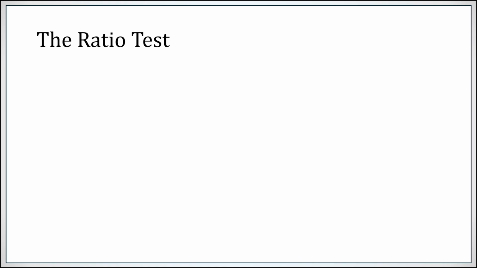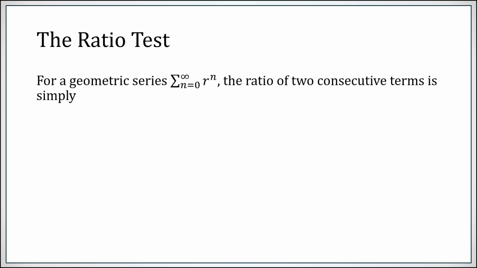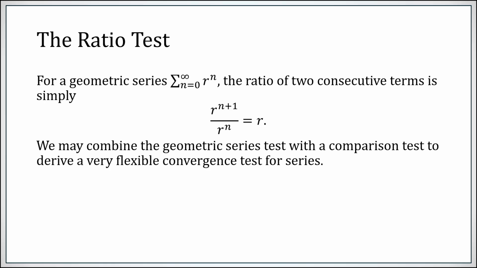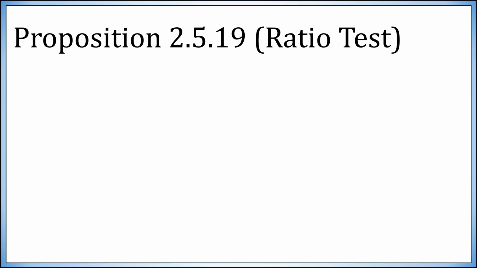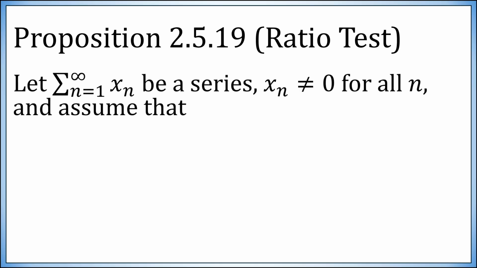Let's take a look at what's called the ratio test. Now, for a geometric series, the ratio of two consecutive terms is just r. We're going to combine the geometric series test with a comparison test to derive a really flexible convergence test, one that is used, in my experience at least, more than any other. Here it is then, the ratio test.